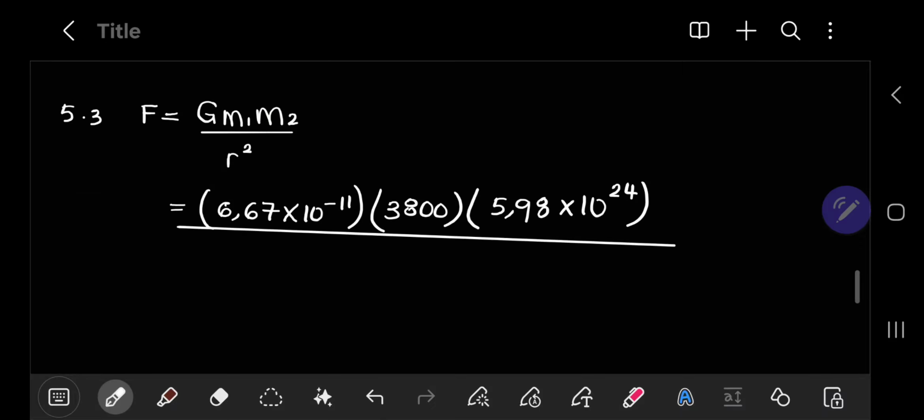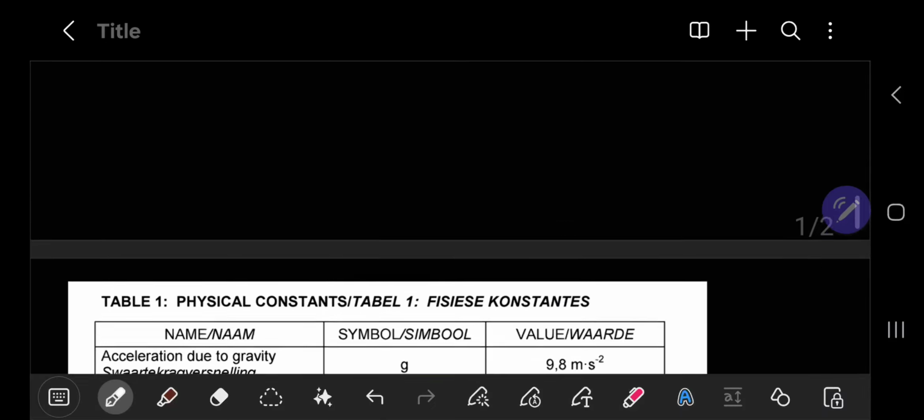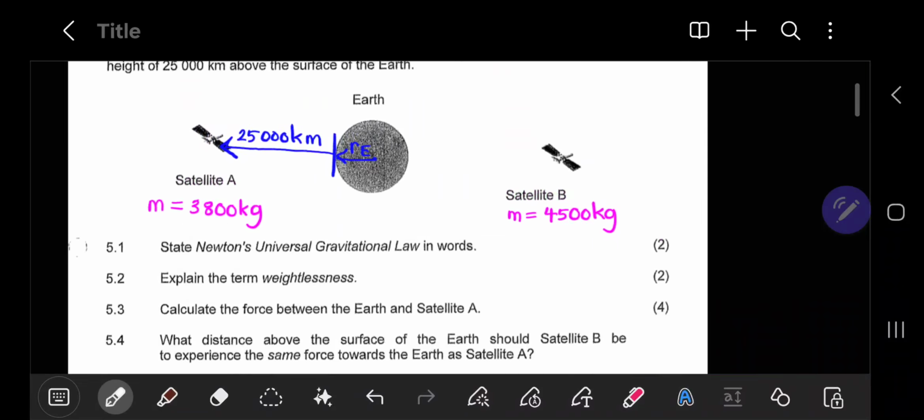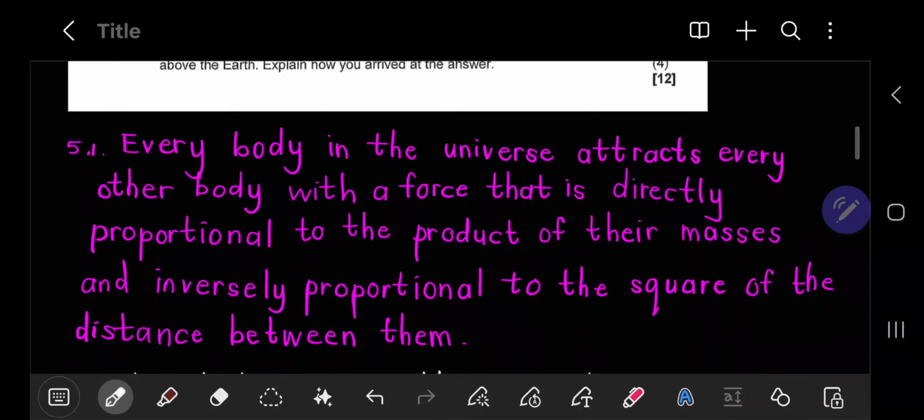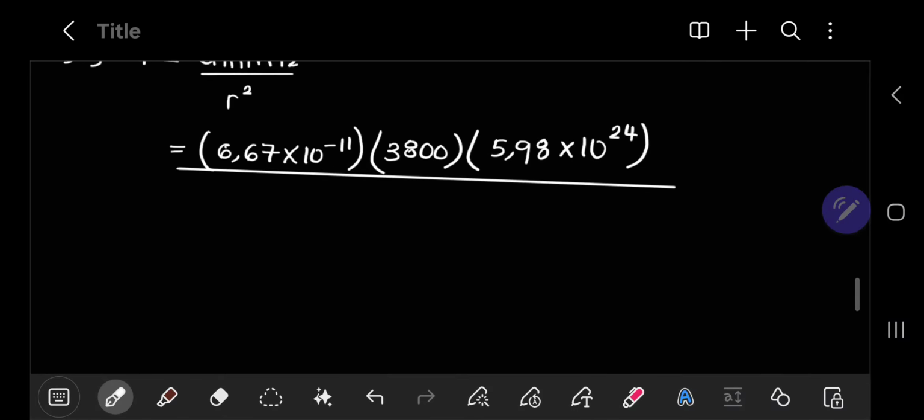Now r, which represents the distance between these two objects, remember, is going to be the 25,000 kilometers plus the radius of the Earth. Because as I've mentioned before, when it comes to planetary bodies, which are spherical, distance is taken into account from the center of the body. So from the center of the Earth to its surface, that would be its radius. So we're going to take this 25,000 kilometers and add the radius of the Earth onto it.